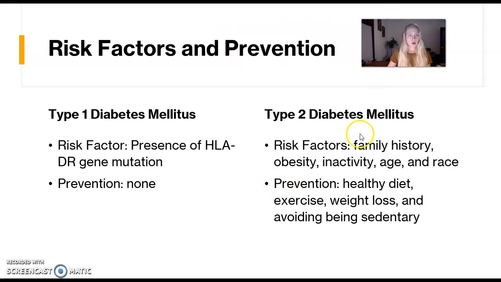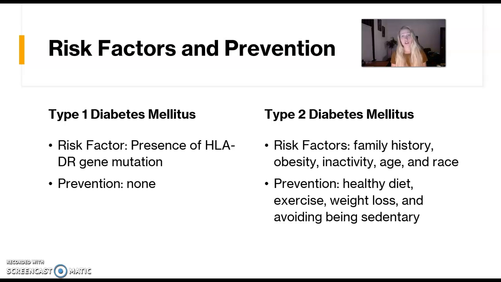All right, so the risk factor for developing diabetes mellitus type 1 is the presence of the HLA-DR gene mutation, and there is no way to prevent symptom onset. For type 2, it's a lot of risk factors. There's family history, obesity, inactivity, age, and race can all play a role in the development of type 2 diabetes.